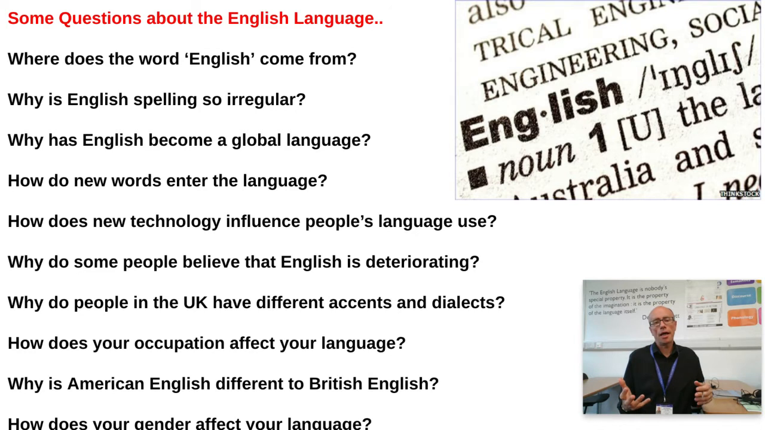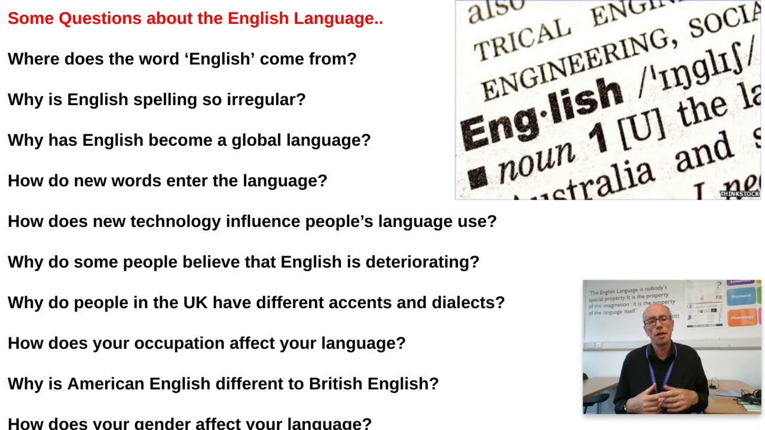Words. We look at how new words enter the language. You know, a word like lol, for example. Where does it come from? What's the process by which new words are created? And how do they get disseminated so that people across the country, across the world, are using that particular word?